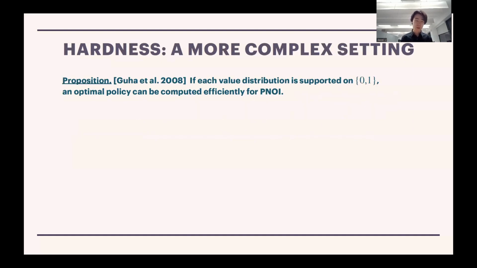So our plan is to first try to distill the hard core of this problem, because the general instance still has more complicated structures, which are more difficult to deal with. So let's start with some simple model. In the Guha paper, they show that if the value distribution is supported on {0, 1}, so each box only takes value 0 or 1, then this is easy. The optimal policy can be computed efficiently. Okay, so this is too easy.